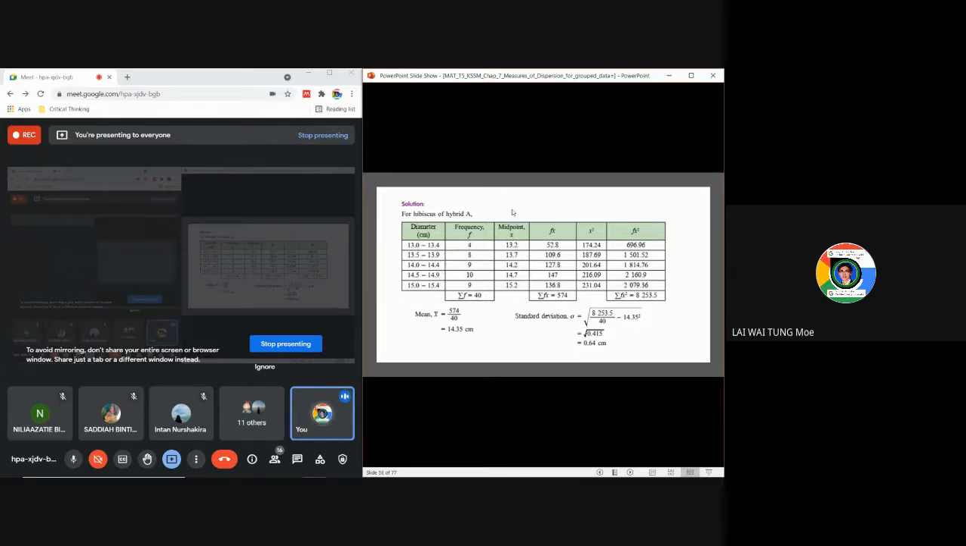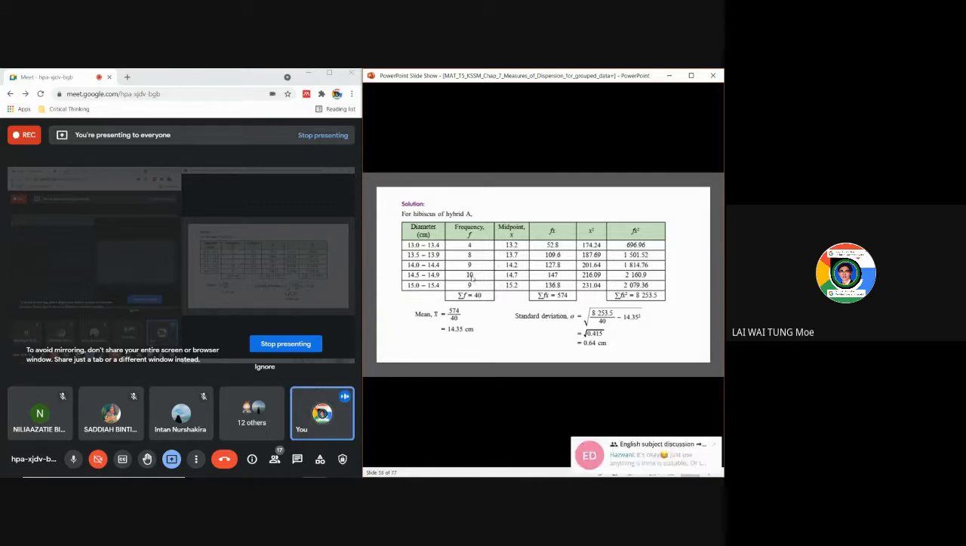What you do is you need to add some more columns here to find out your x, your fx, your x squared, and your fx squared. Just like the previous exercise you did, because it's actually the same thing as the previous exercise. Just this part you need to compare. So actually you can get this one from your calculator, as I already taught you in the previous class.